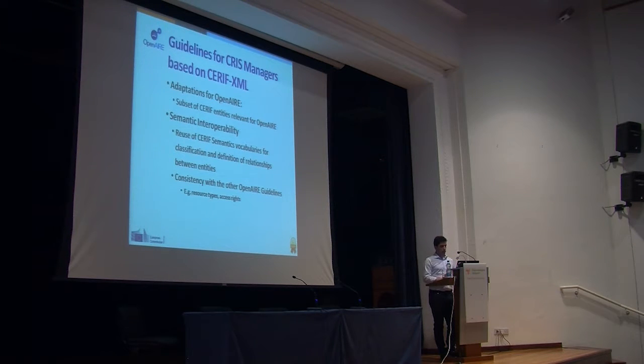So, the CERIF XML has adaptations for OpenAIRE, a subset of CERIF entities relevant for OpenAIRE. In terms of semantic interoperability, they reuse the CERIF semantics vocabulary for classification and definition of relationships between the entities, and promote consistency with other OpenAIRE guidelines, for example, resources, access types.